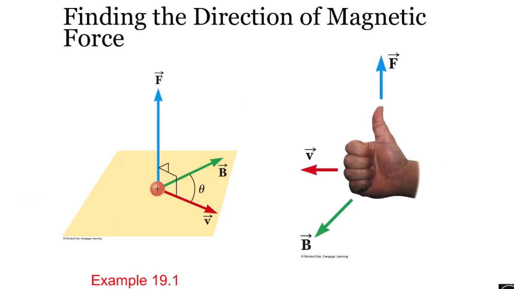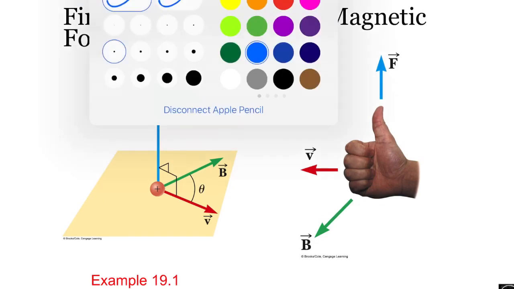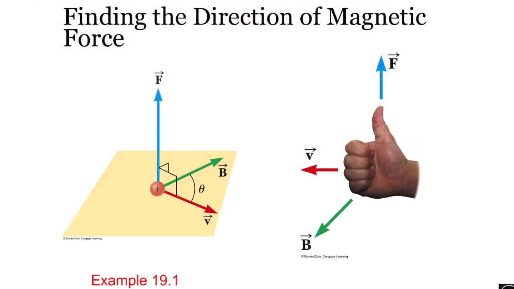Okay, finding the direction. That is for magnitude just now. So now the direction, by using Fleming right hand rule number 1. The F is your thumb direction. Your index finger is the velocity direction. Then the rest of your 4 fingers will be the direction of your B.